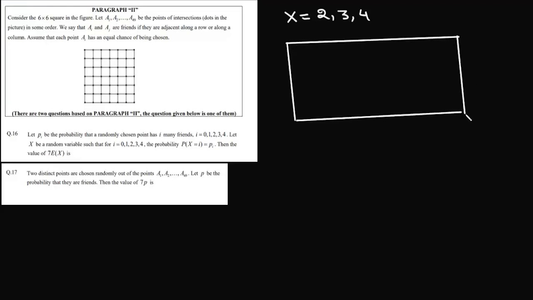So we need to write this probability distribution. So this is X and that's your corresponding probability. X can take the value 2, 3 and 4. Now, what is the probability that a point chosen will have 2 friends? A point chosen will have 2 friends if it is any of these 4 corner points. So this probability will be simply 4 by 49.